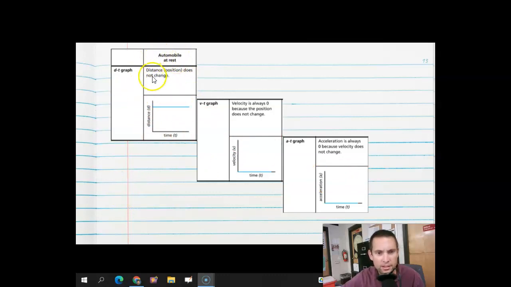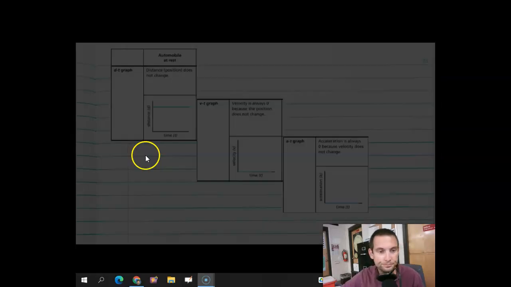We'll start with a car at rest. Notice this is a distance time graph. The position does not change, so it's flat up here. For the velocity versus time graph, the velocity is 0 because our position doesn't change. There is no slope to this line right here. For the acceleration versus time graph, well, if we have 0 velocity for the entire time, guess what our acceleration is going to be? 0 for the whole time.